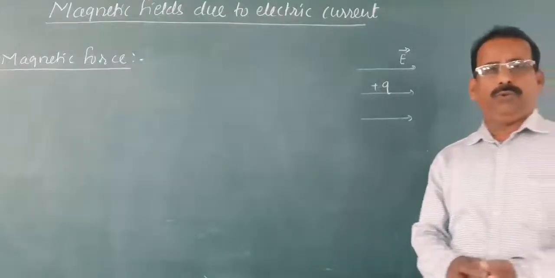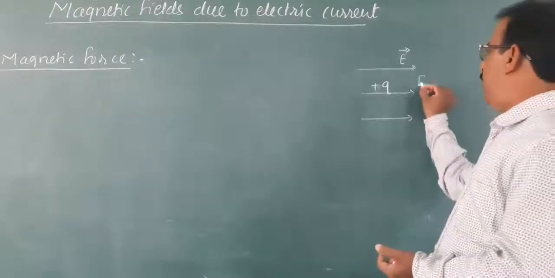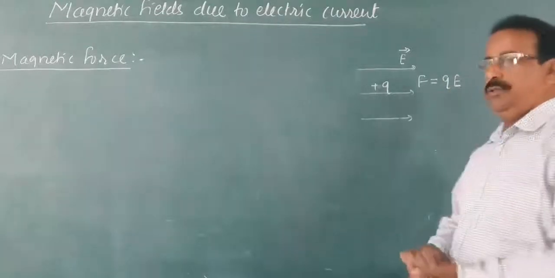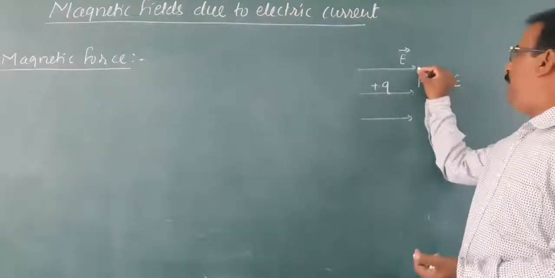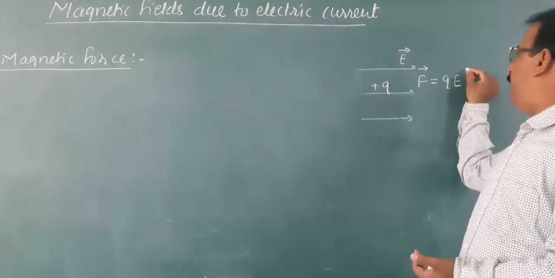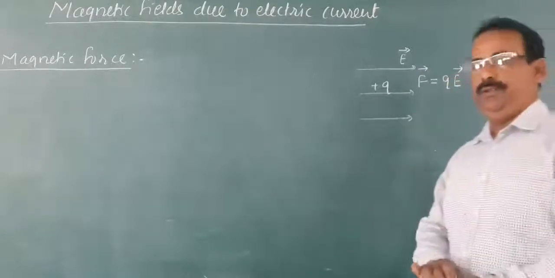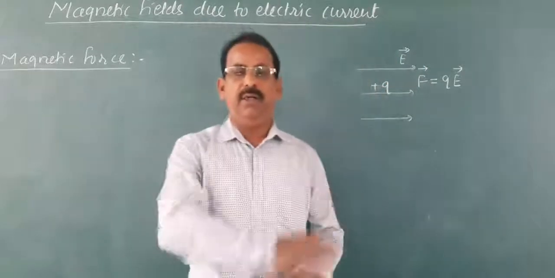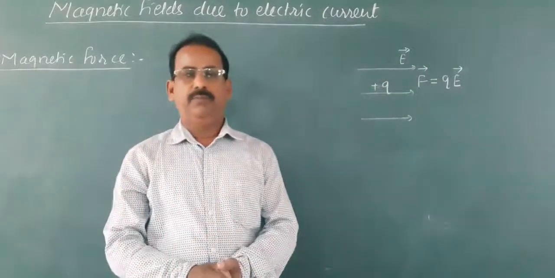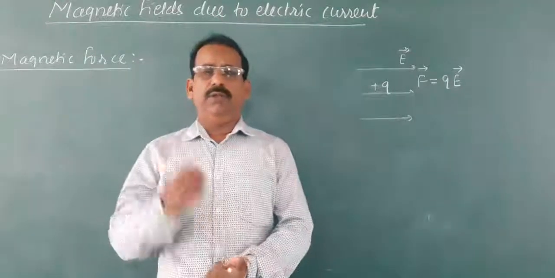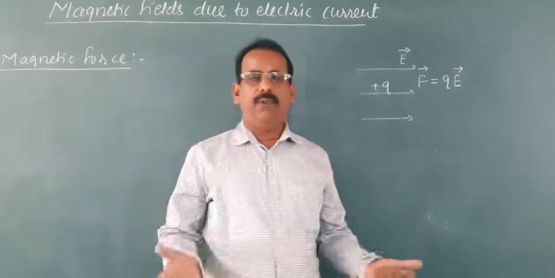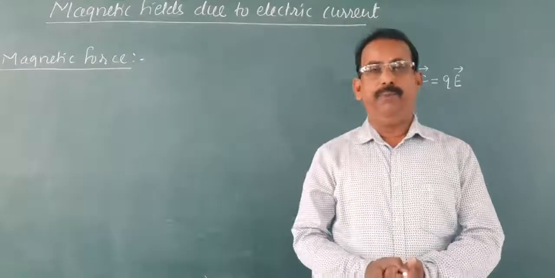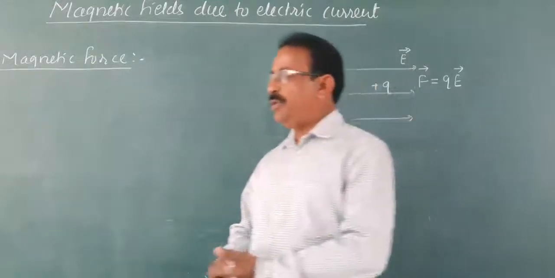And this force, we have seen that it is always Q times E. In vector form, it is vector F equal to Q times vector E. This we already studied in the chapter electrostatics. In this chapter, first we are going to see what is magnetic force.